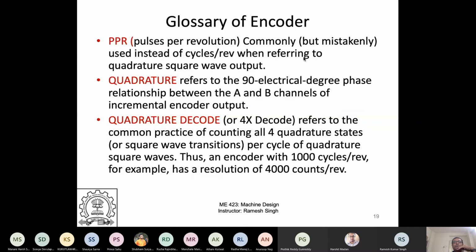There is pulses per revolution, commonly, but it is called cycles per revolution when a quadrature square output is there. Quadrature, as I've already explained, is the 90-degree phase relationship between the A and B channels of an incremental encoder output. Quadrature decode refers to the common practice of counting all 4 quadrature transitions. So if you have a 1000 cycles per revolution encoder, the quadrature will have 4000 cycle counts per revolution, because you get 4 transitions per wave with this 90-degree lag or lead.